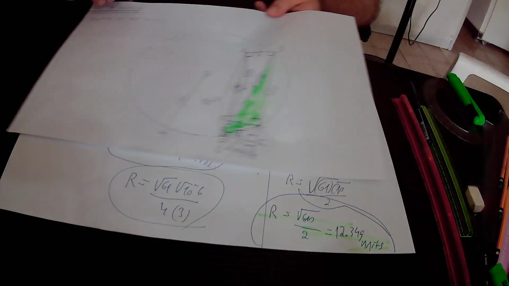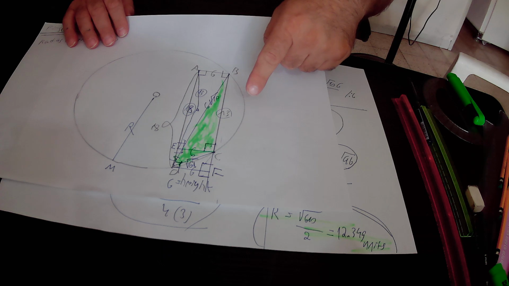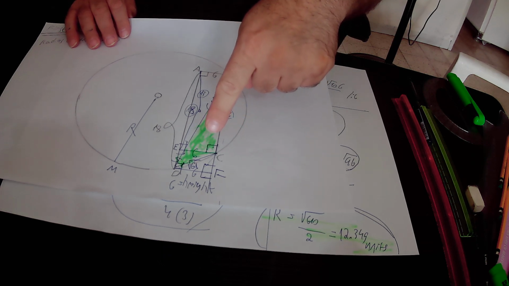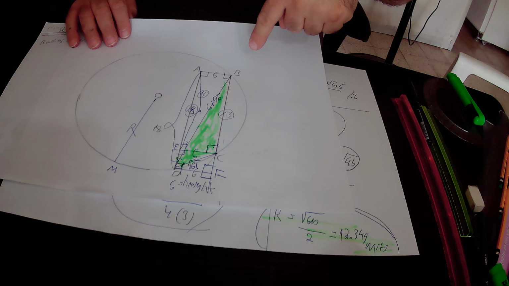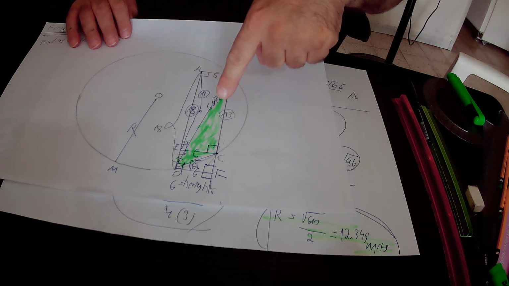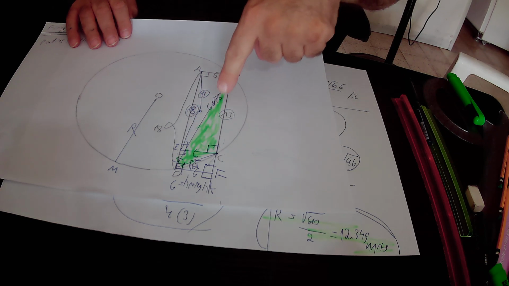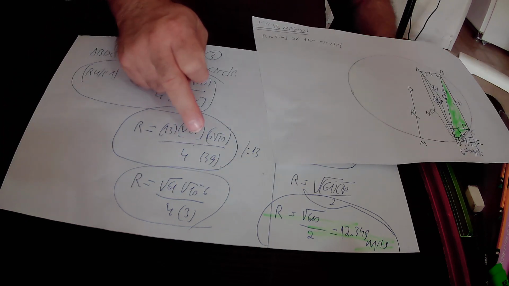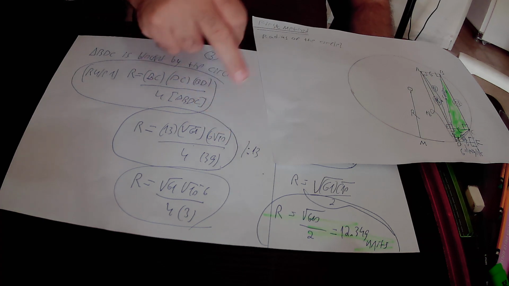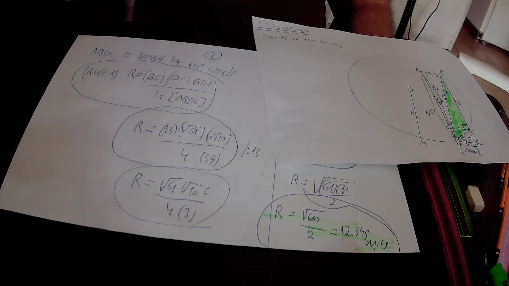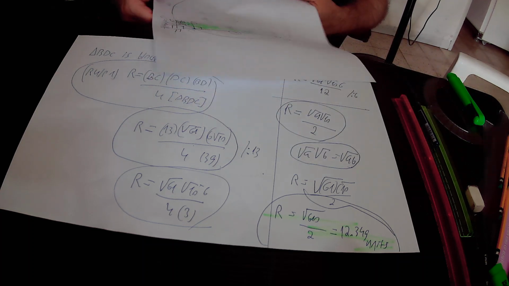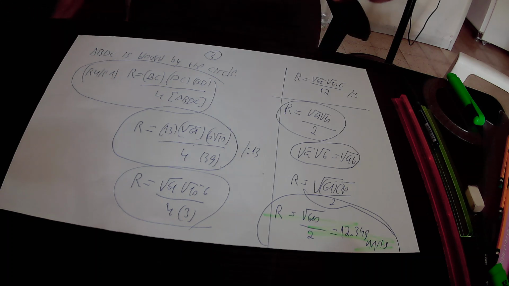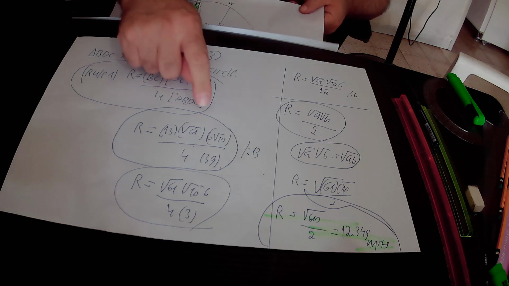So R equals: the length of BC is 13 units, the length of CD is the square root of 61 units, and the length of side BD of the green triangle BDC is 6 times the square root of 10, all divided by 4 times the area of the green triangle BDC, and we have already found that the area of triangle BDC equals 39 square units. So actually that is the answer to the question, that the radius of this circle equals this expression.